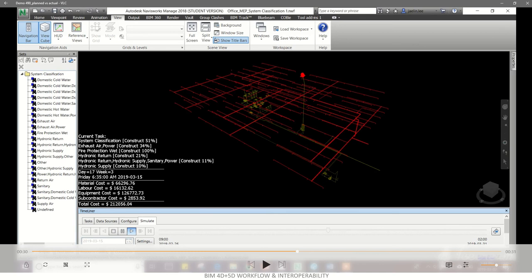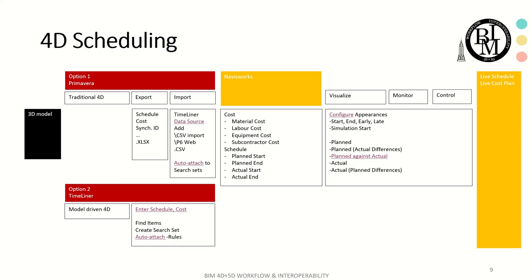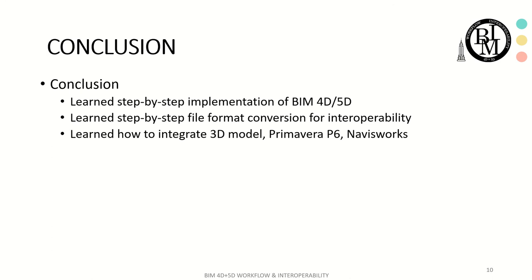So that concludes the demonstration of BIM 4D and 5D. And from this demonstration, we've learned step-by-step implementation of BIM 4D 5D, and also we learned step-by-step file format conversion for interoperability, and we learned how to integrate 3D model, Primavera P6, and Navisworks together. Any questions?